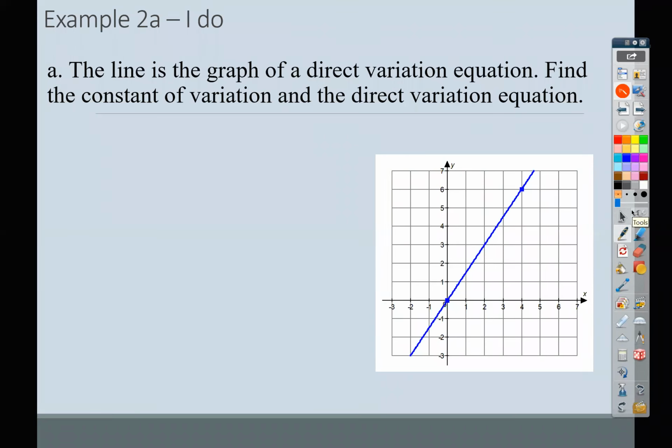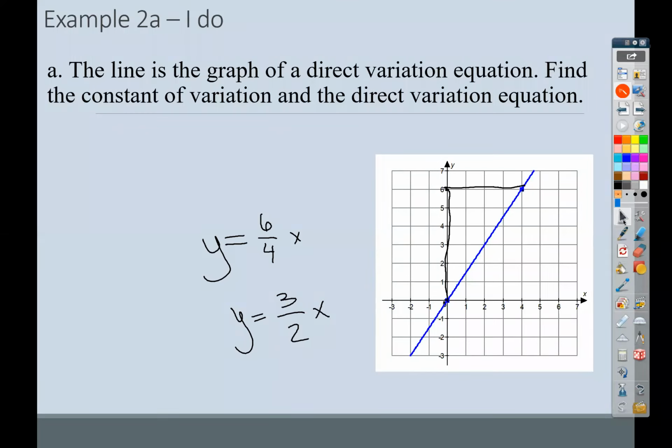Now it says the line is the graph of a direct variation equation. Find the constant of variation in the direct variation equation. If you reviewed that last slide, direct variation has to go through the origin. So the direct variation constant is the same thing as the slope. If you start here and you go up 6 over to this other point, that's 6 over 4, and you can simplify that to 3 over 2. So the constant of variation is 3 over 2, and the equation is y equals 3 over 2 x.